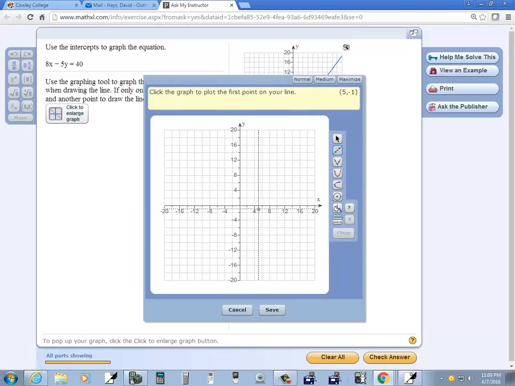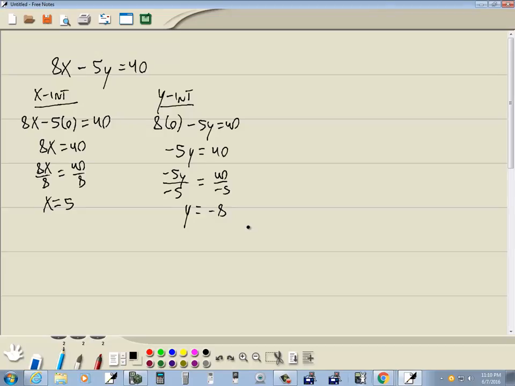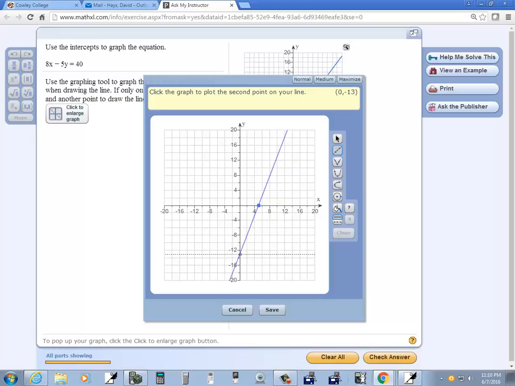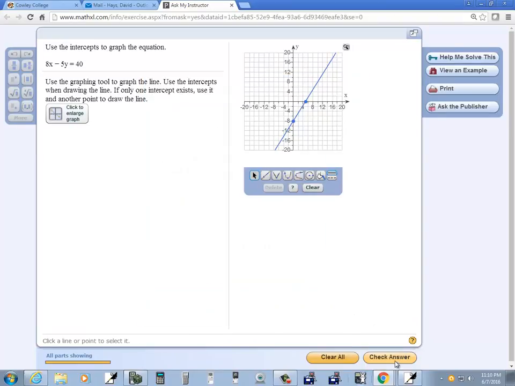So I'll do my line here, and I'll put it where I think 5 is. Again, that would be 6, so this is 5. Now notice as I put my mouse there, in the upper right-hand corner it says 5, 0. Okay, so that's my first point. Now my next point is that y is equal to negative 8. So I come down here, and I put it at negative 8. Then click Save, and then check Answer.